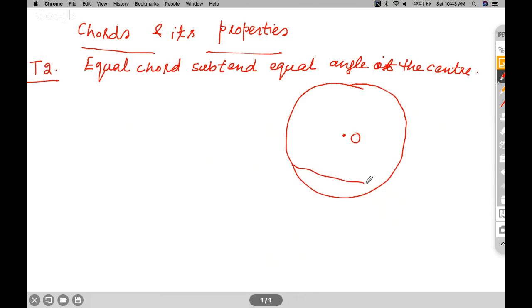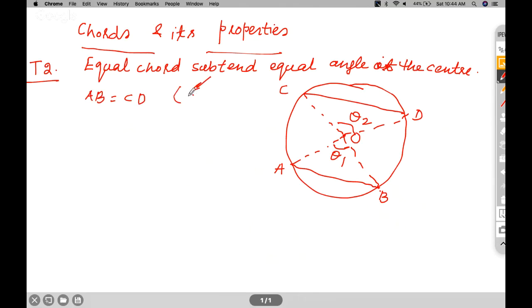So suppose this is chord AB and suppose this is chord CD. So suppose this is angle theta1 and this is angle theta2. I tell you that AB is equal to CD. This has been given. And I have to prove that theta1 is equal to theta2.